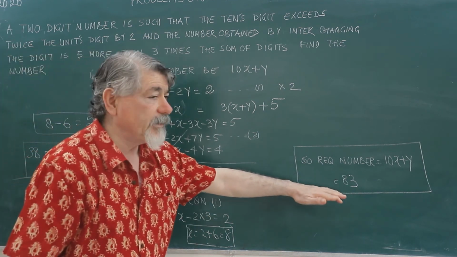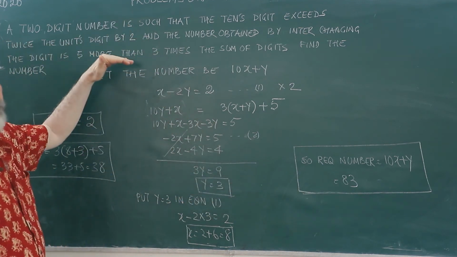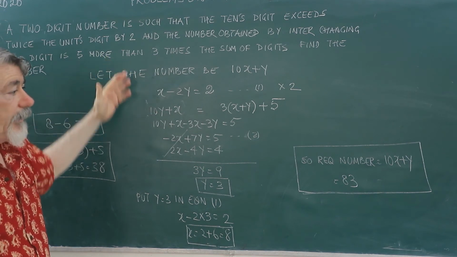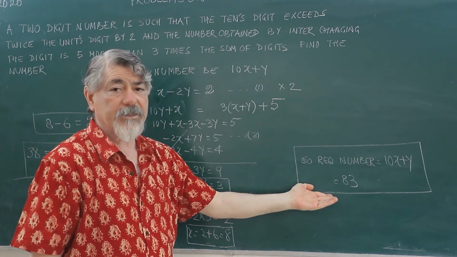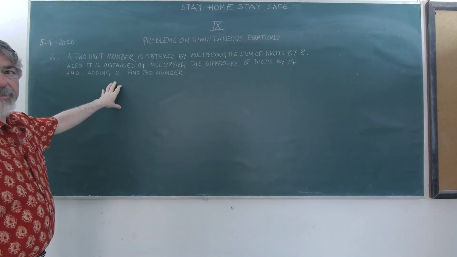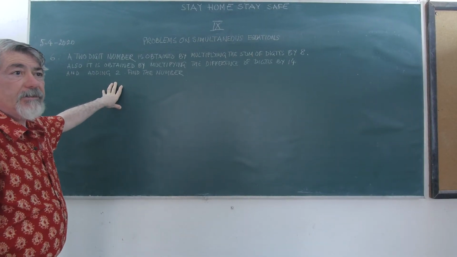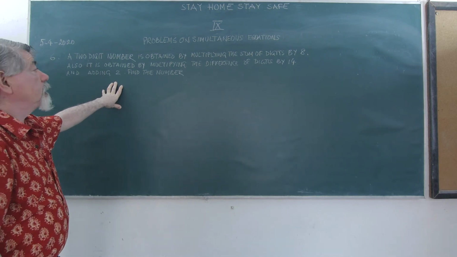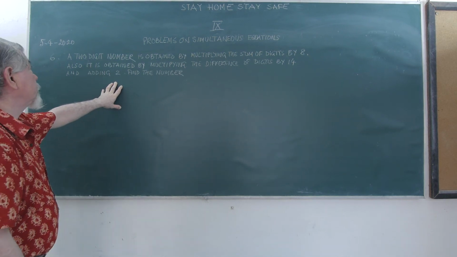The number 83 satisfies both the conditions given by the question. Hence, your answer is correct. This is the last problem I am doing on 2-digit numbers for you. After that, I'll do the age-related questions.